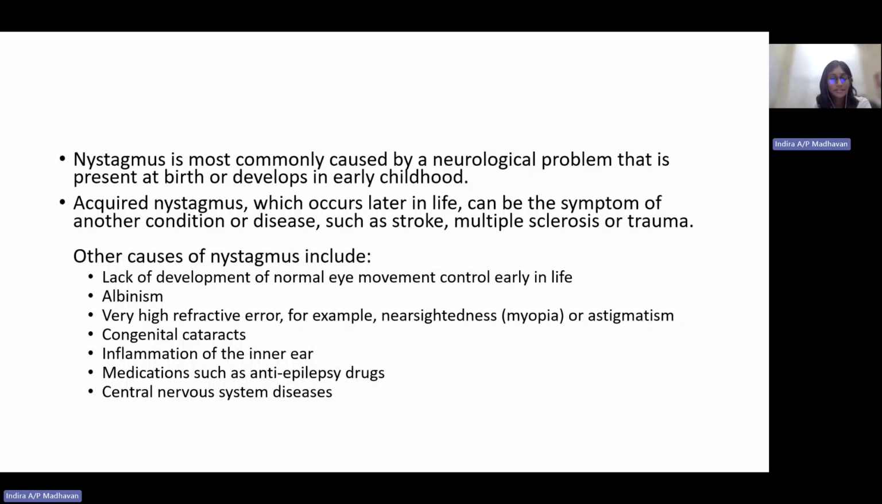Next is very high refractive error, for example myopia or astigmatism, as I mentioned earlier also. Congenital cataracts, a development problem also. Inflammation of the inner ear that is connected to the ear can also lead to this. Medications such as anti-epilepsy drugs and depression tablets can also lead to this because of the relaxation factors in the drugs, which lead to loss of control in the movement of the eye. Central nervous system diseases can also lead to this.